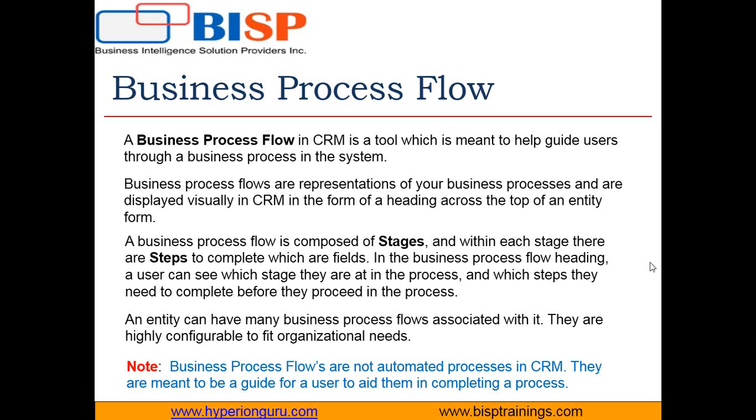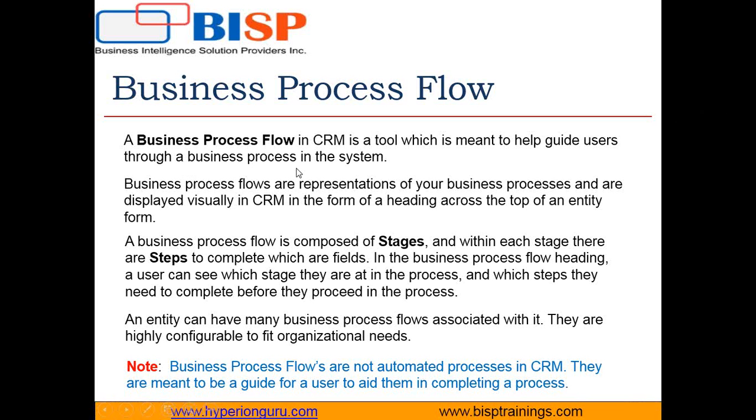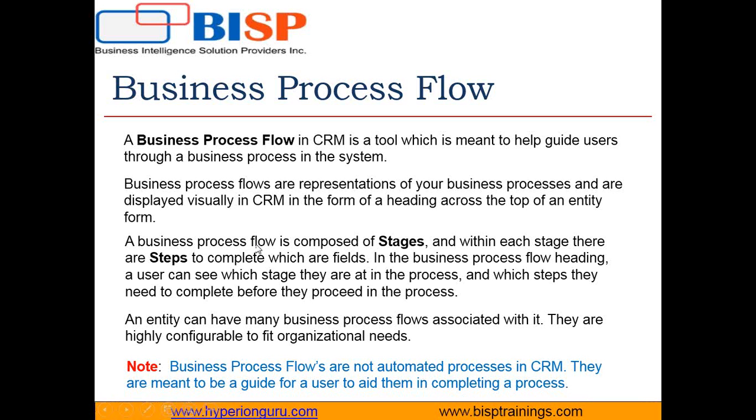The standard definition: a business process flow is an inbuilt CRM tool which is meant to help and guide users through a business process in the system. Basically, a business process flow is composed of various stages, and every stage can be composed of a couple of steps to complete, which are fields.